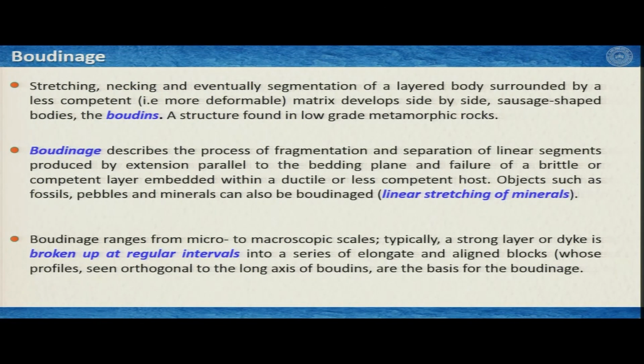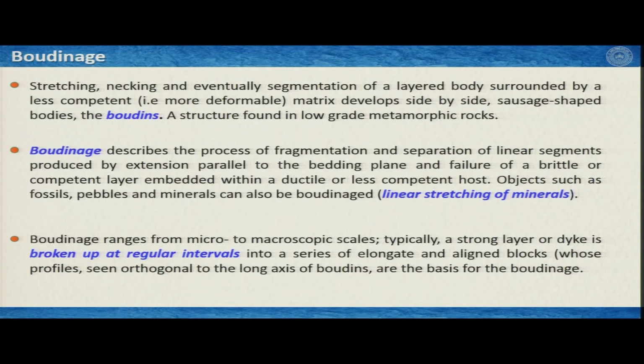So, here are some descriptions that we have just learned. Stretching, necking, and eventually segmentation of a layered body surrounded by a less competent or more deformable matrix develop side by side, sausage shaped bodies, and these are known as Boudins.